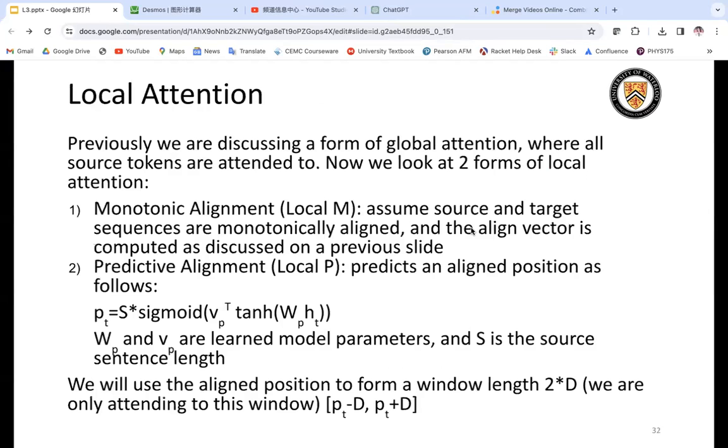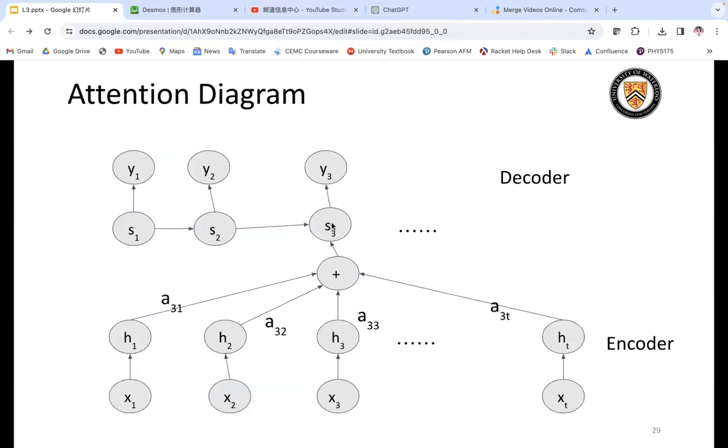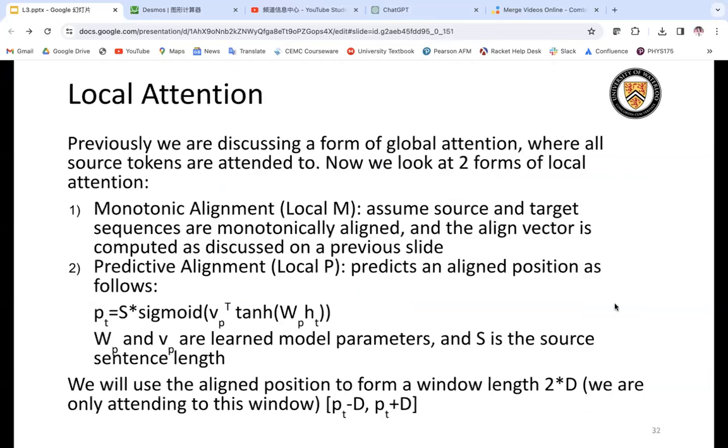Now let's discuss another concept, which is called local attention. Previously, if we look at the diagram, S3 attends to all the hidden states, H1 to HT. Now let's look at two forms of local attention, which means we only attend to a specific part of the input. So one mechanism is called monotonic alignment, or local M.